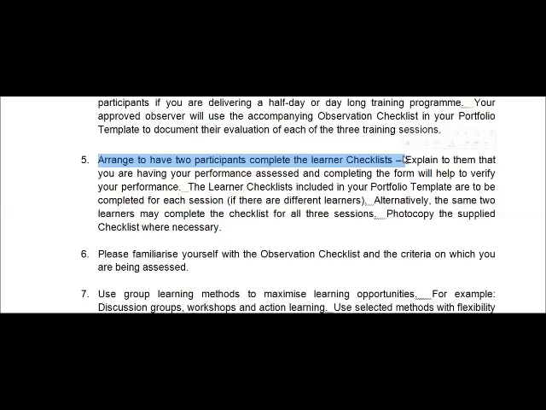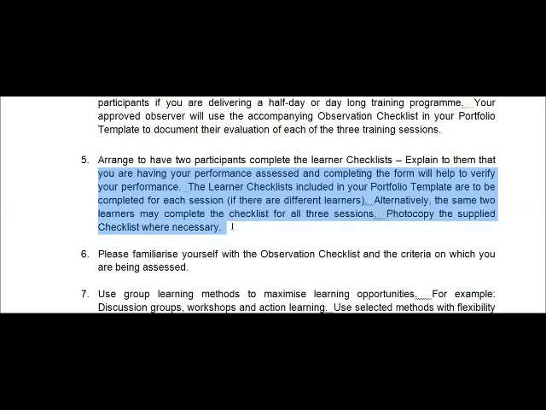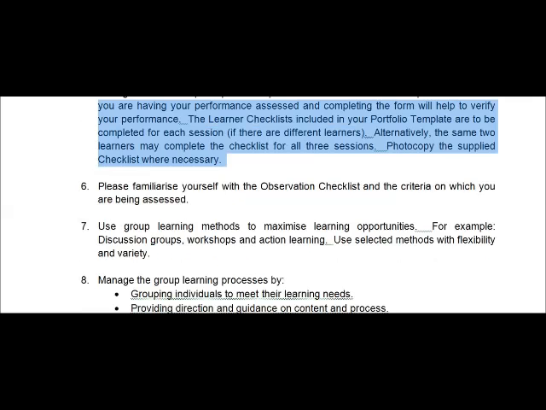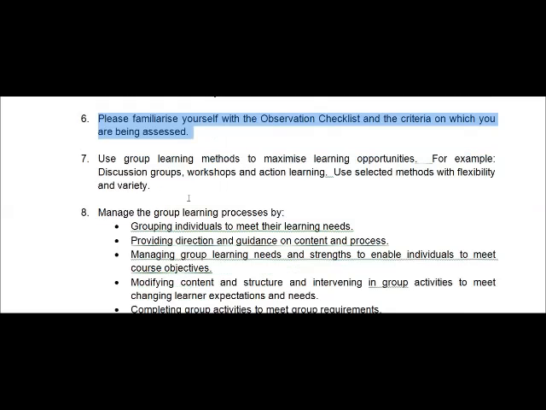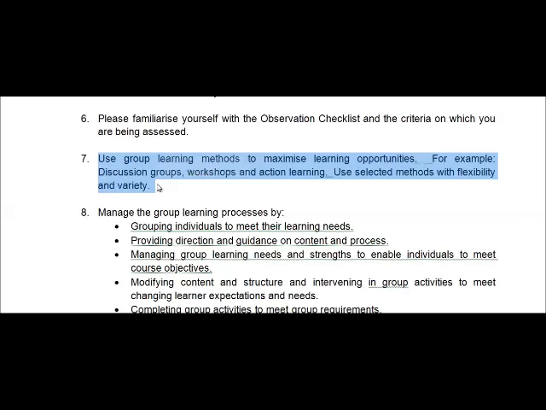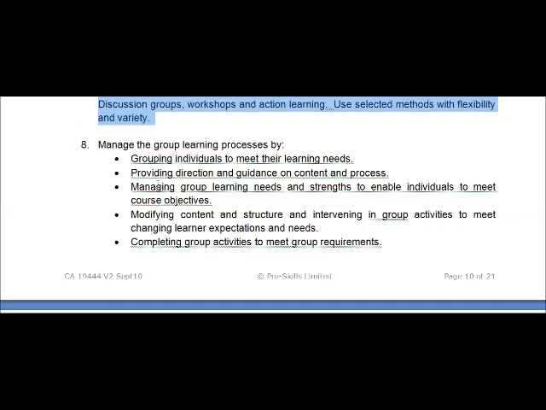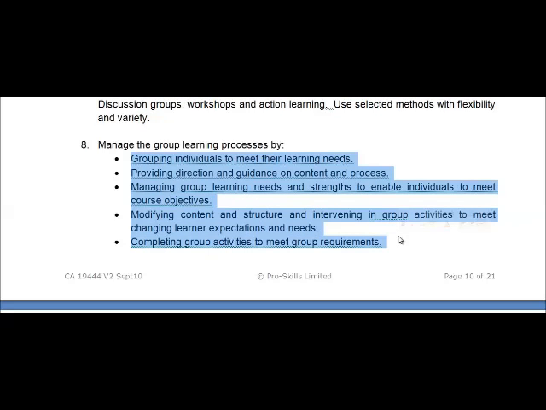Okay. So you'll need to also give them the heads up in terms of how you're going to use them and make sure that they're okay with being involved in this for you. You'll need to familiarise yourself with the observation check sheet that your observer and your learners are going to use. Use group learning methods to maximise learning opportunities. So you're going to need to use discussion groups, action learning, alright, lots of flexibility and variety, and you need to manage the group learning, alright, by using methods such as these here.